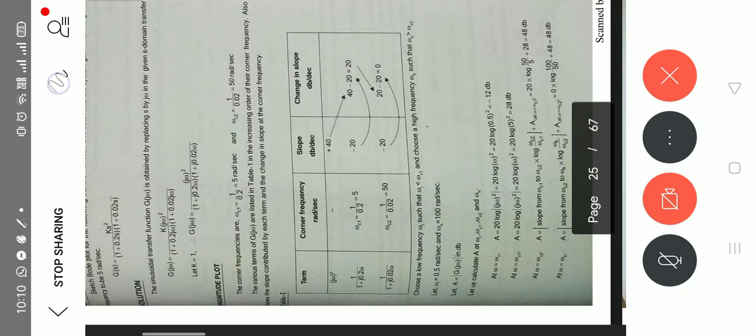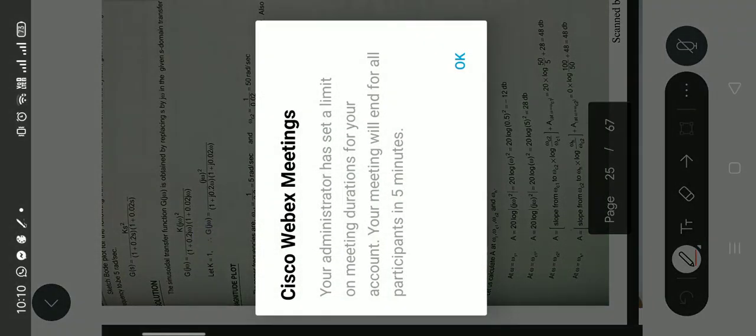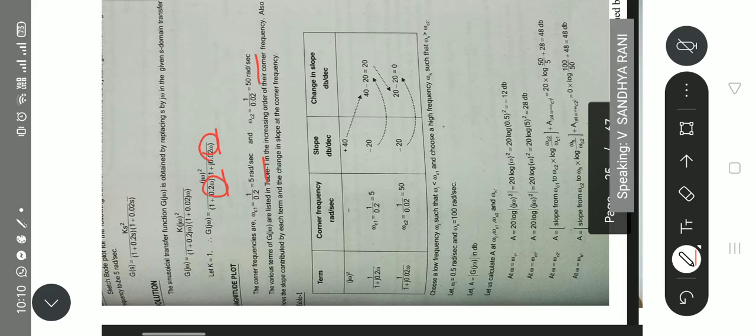How to take the corner frequencies: omega c1 is equal to 1 by 0.2, and omega c2 is equal to 1 by 0.02. These are the corner frequencies, 5 and 50.